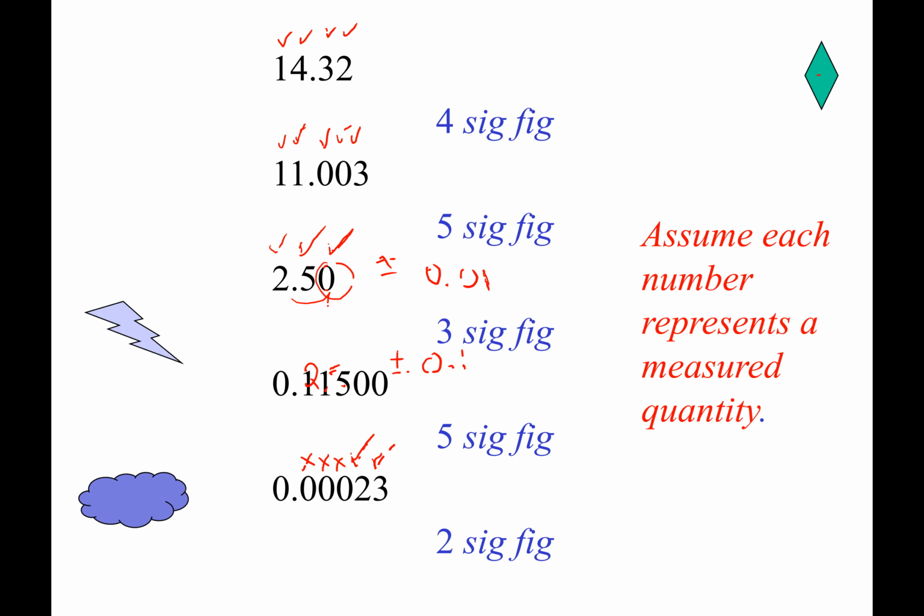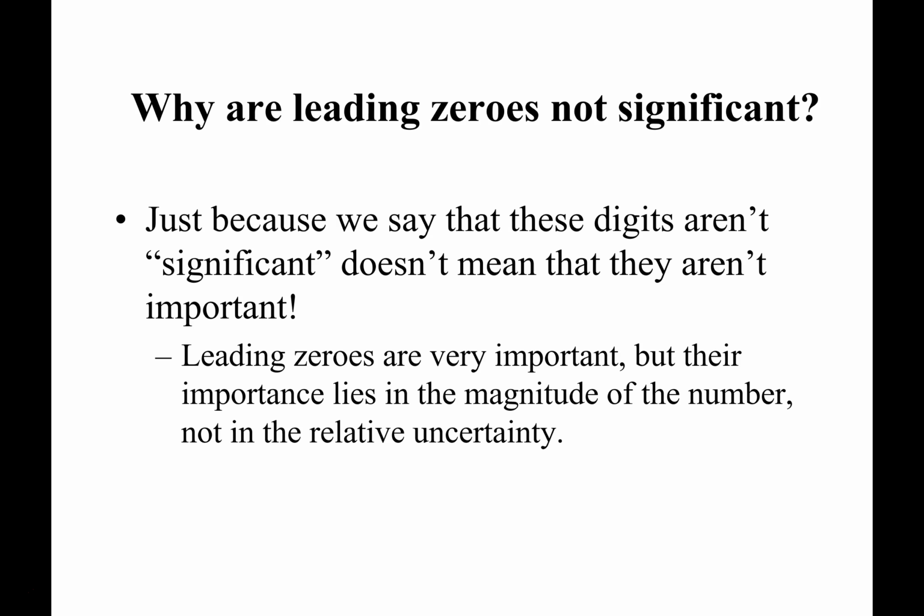Let's see if this takes me out to that. Why are those placeholders not significant? Why are leading zeros not significant? Well, first off, they're important because sometimes students go to write their final answer. Well, they're not significant, so I'm not going to put them in my final answer. You have to put them in your final answer because it doesn't make sense otherwise.